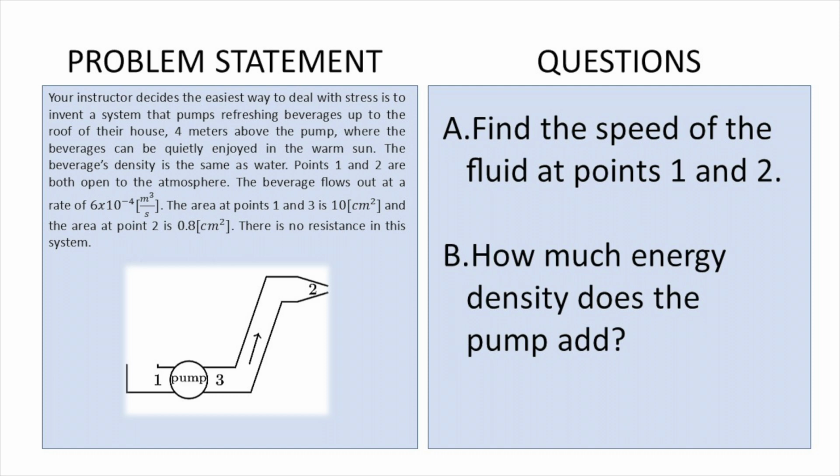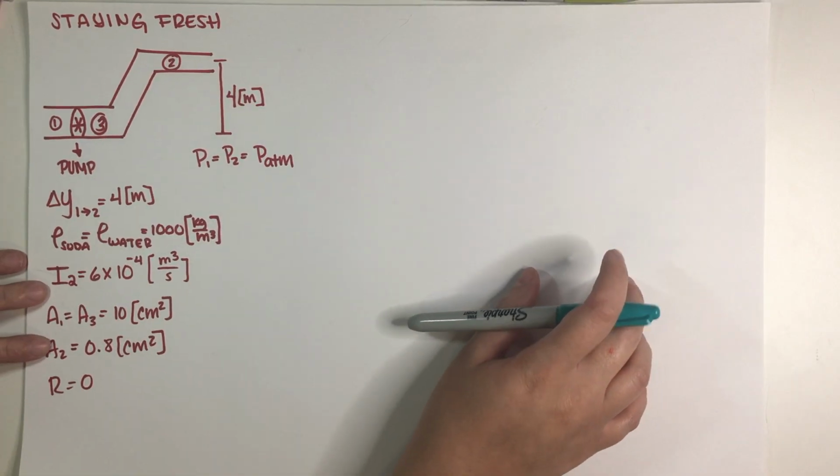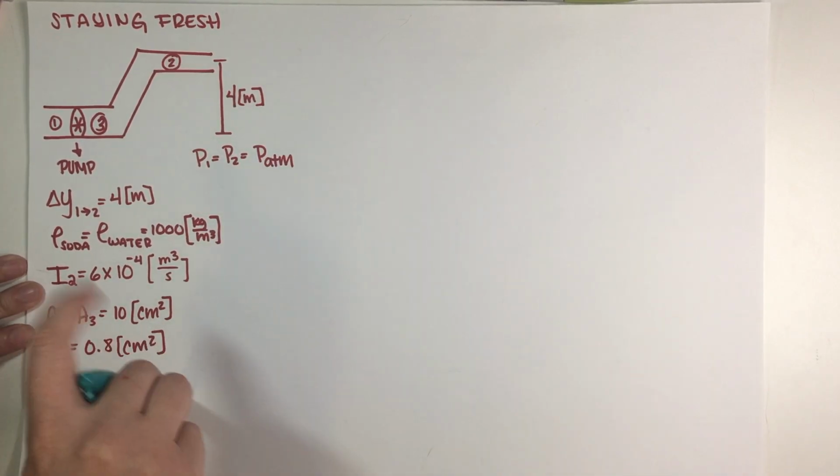The beverage flows out at a rate of 6 times 10 to the negative 4 meters cubed per second. The area at points 1 and 3 is 10 centimeters squared, and the area at point 2 is 0.8 centimeters squared. There is no resistance in this system. So the first thing that we have to do is find the speed of the fluid at points 1 and 2. As you can see, I have everything written down here in my notes.